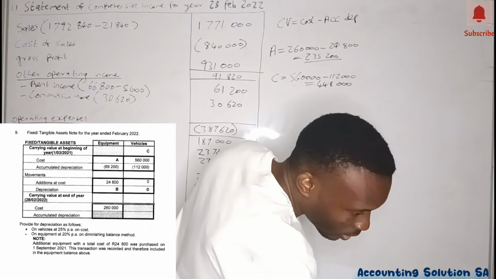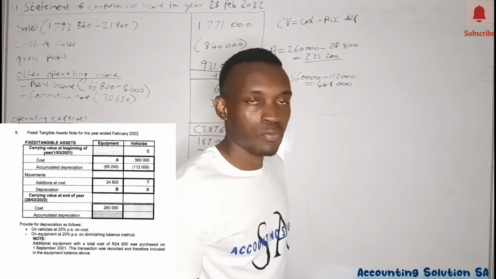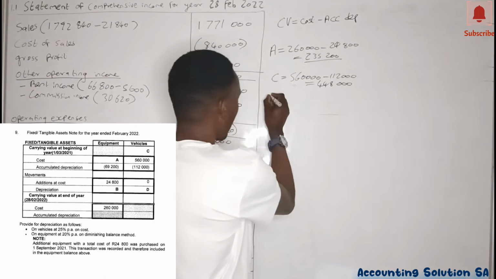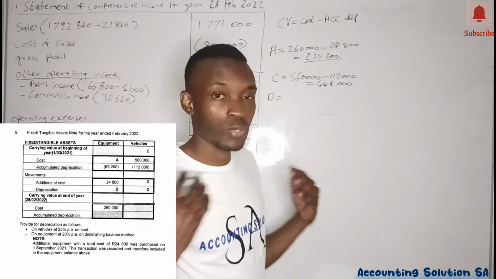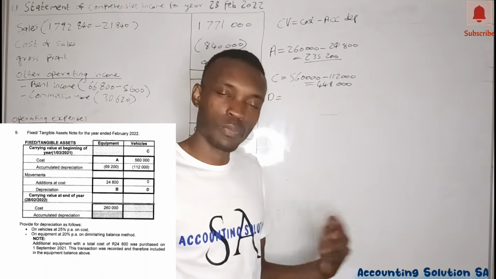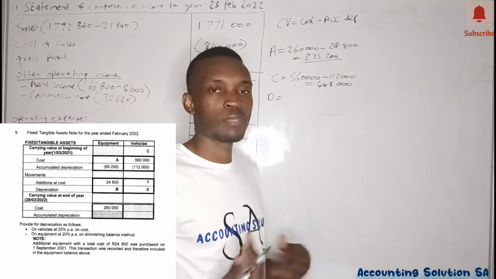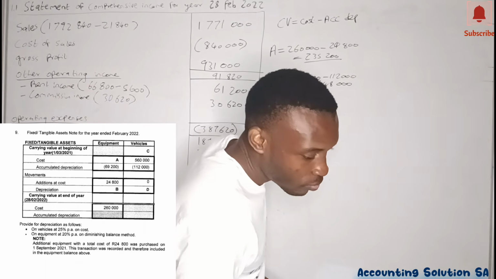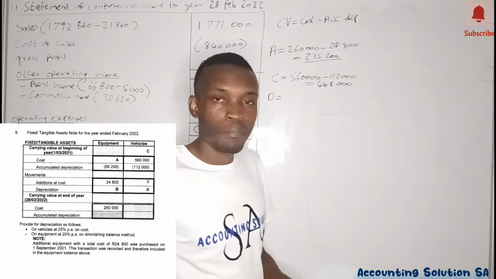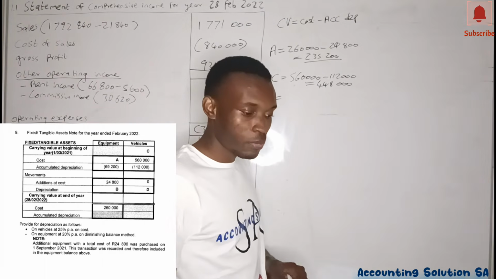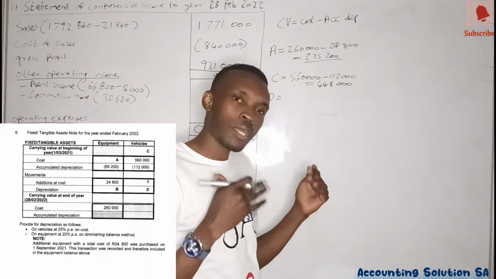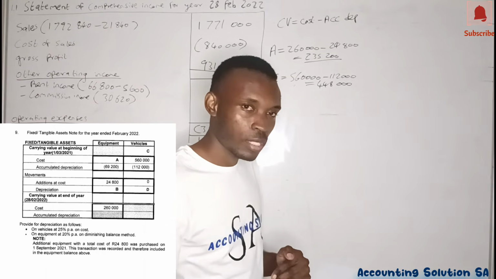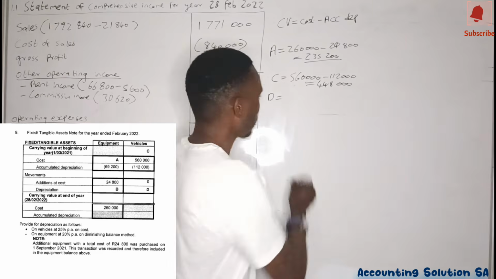Okay, now the question is, where do we start? Let's start with vehicle, which is number D. Why? Because it's a cost. I want you to understand the cost model first, then we can go to diminishing balance method. Okay, a cost, they said we have to use 25% per annum on cost, which means that we're only going to use the cost price to calculate depreciation. The cost price of vehicle is how much? It's 560.